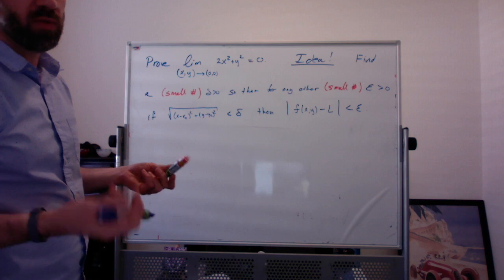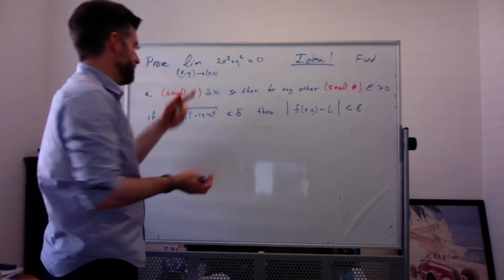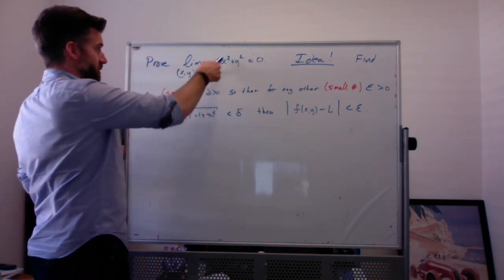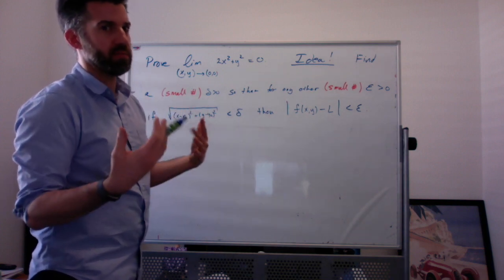Here is one example of the idea. So we're going to prove the limit as (x, y) approaches (0, 0) of 2x squared plus y squared equals 0. And we can easily see that that's true, right? If you plug in 0 for x, 0 for y, you get 0. Here is the idea behind this proof.